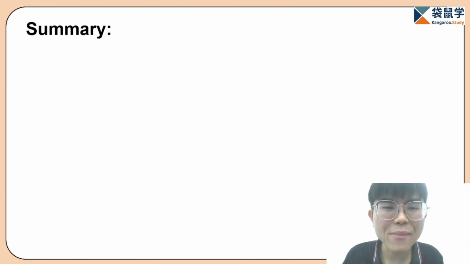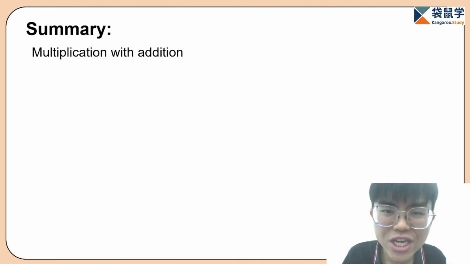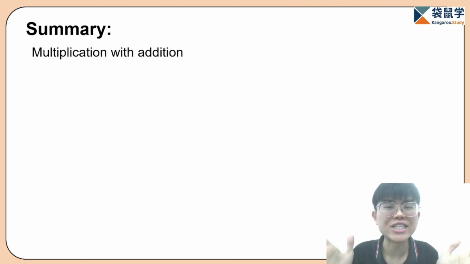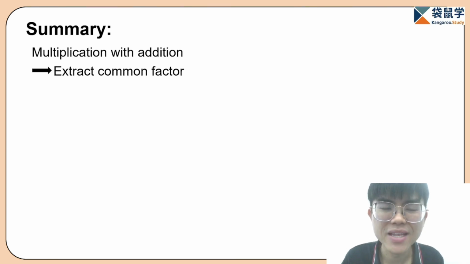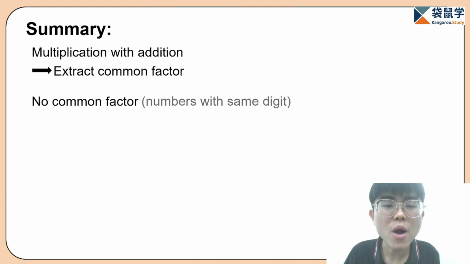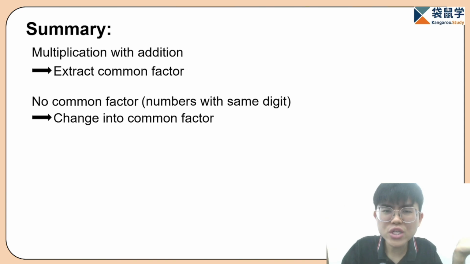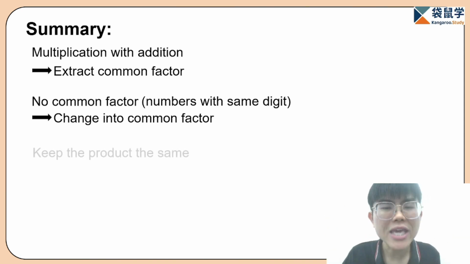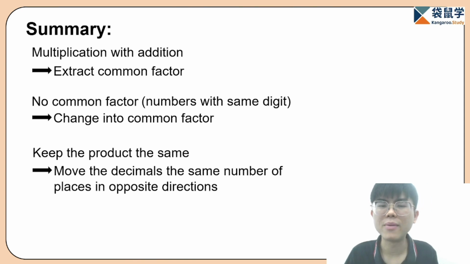So now, let's summarize what we learned in this question. When we are doing multiplication with addition, what can we do to make the calculation easier? We just have to extract the common factor. Then, when you cannot find any common factor, but there are numbers with the same digits, what can we do? We can change them into the common factor. But how do we change it? We need to keep the product the same. We just have to move the decimal point by the same number of places in the opposite direction, right?